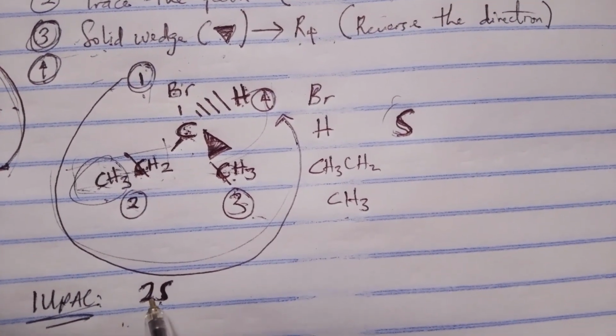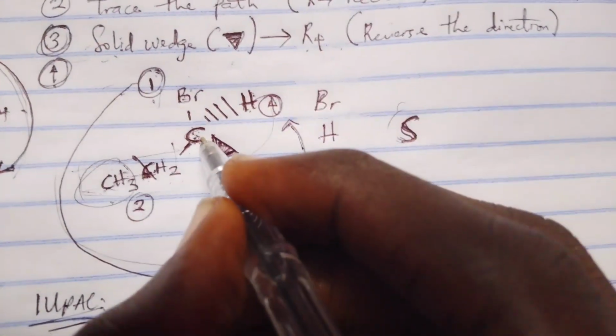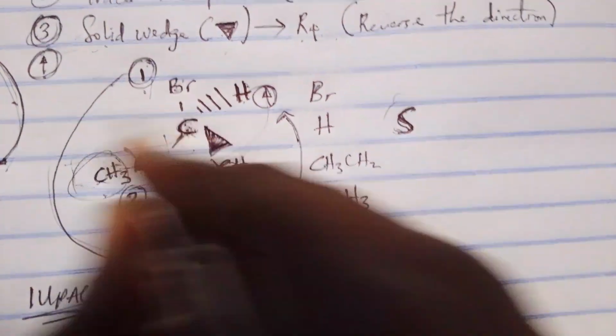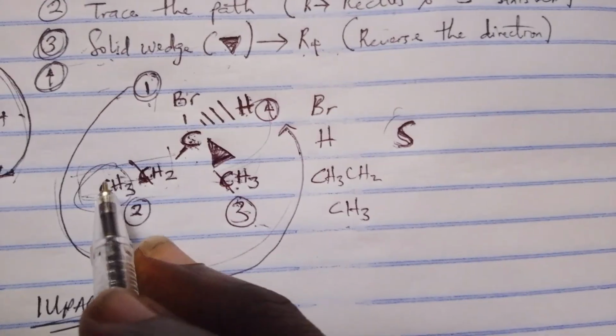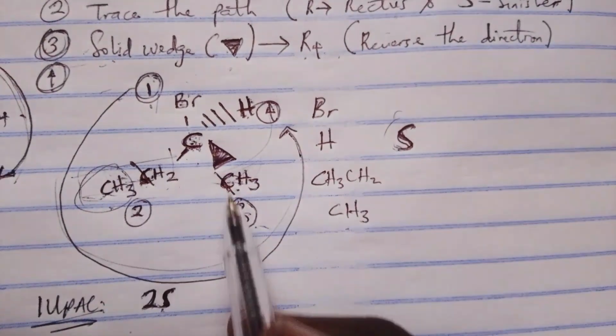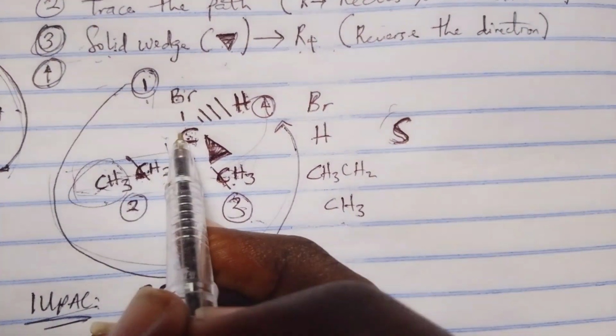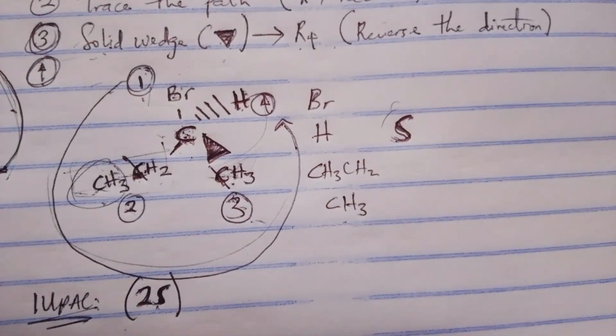And this 2 means that it is in carbon 2. That is, when we are considering the longest continuous carbon chain, we can count it from here, 1 to 3. That will be carbon 3, and we are going to take the lowest number, that's carbon 2. Hence you put it in bracket like this.